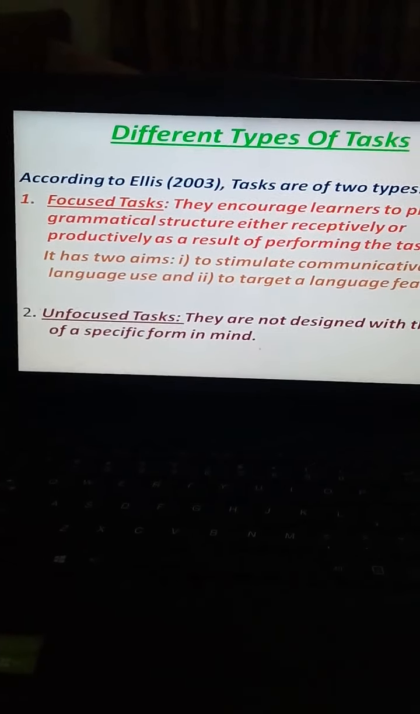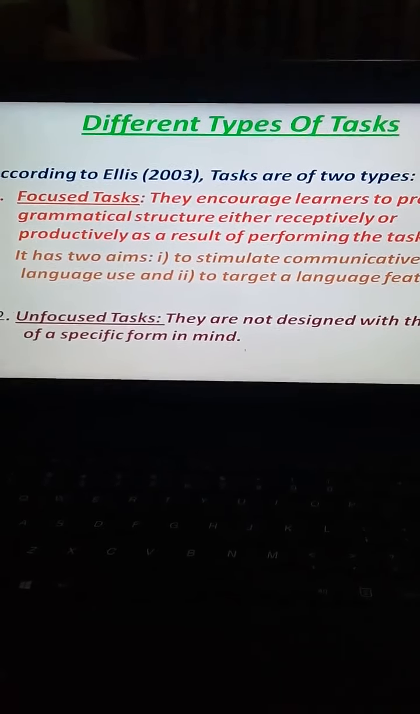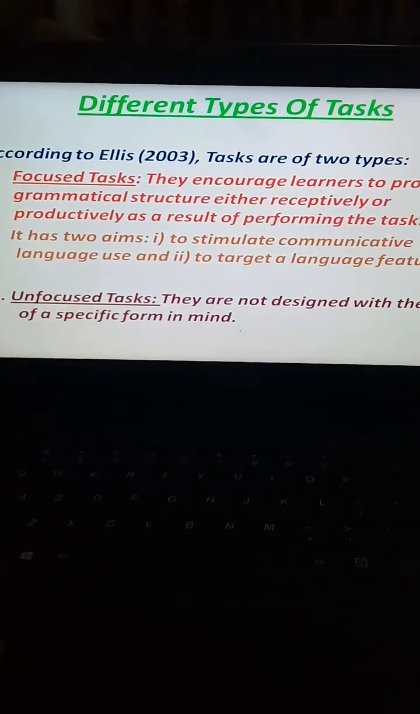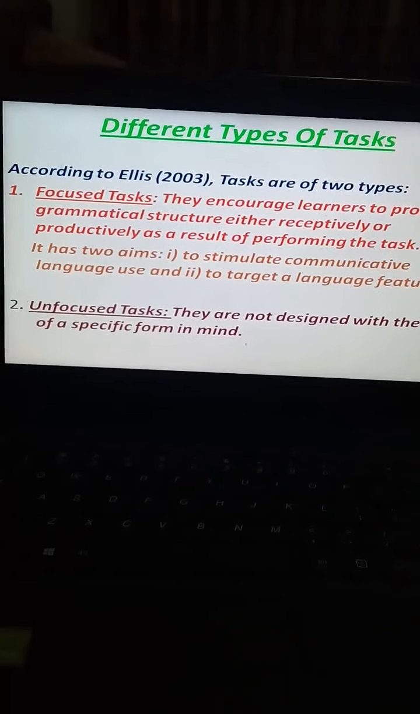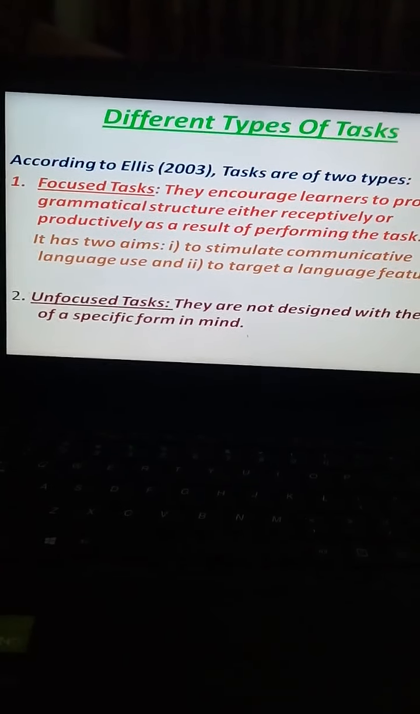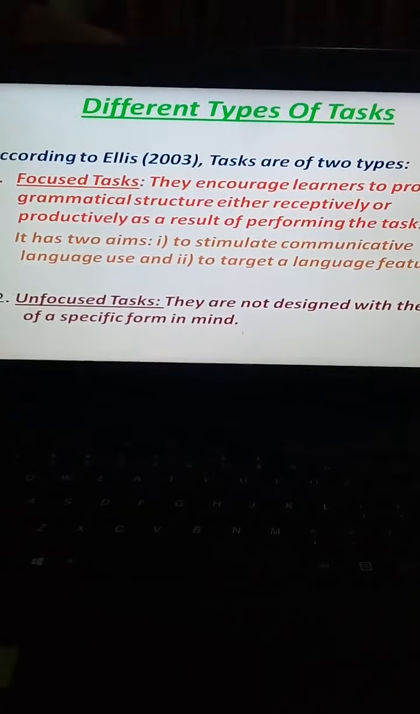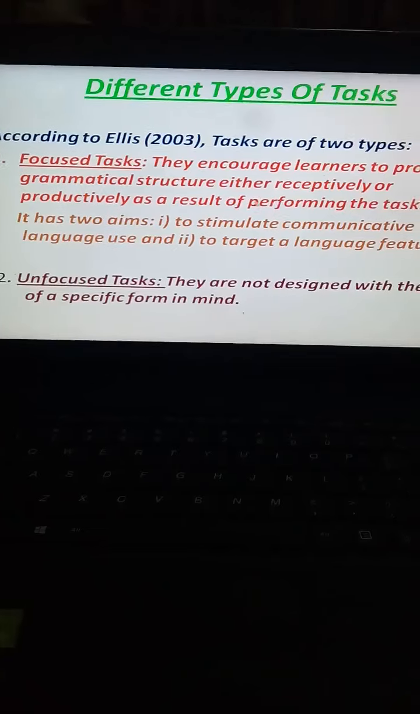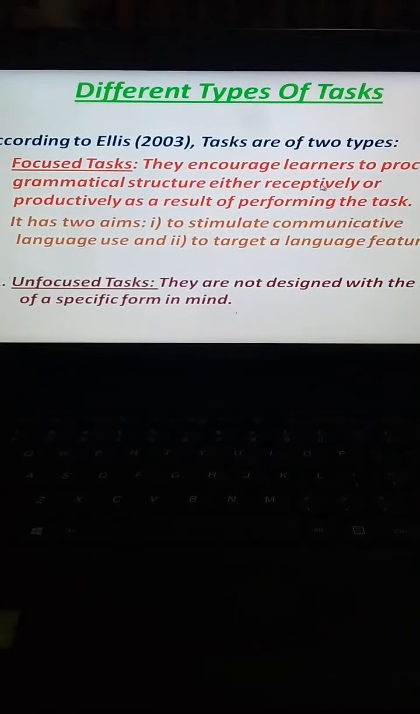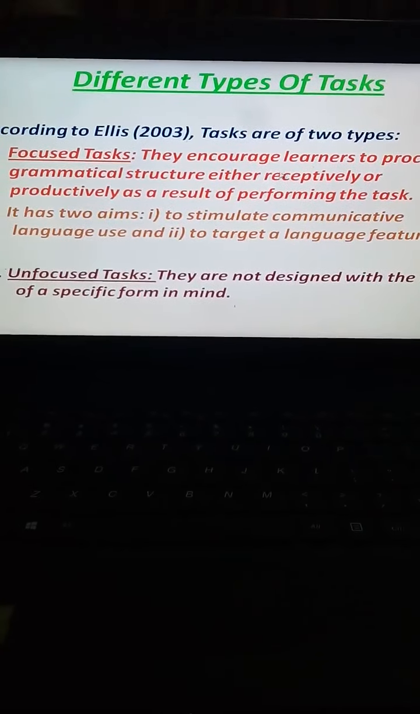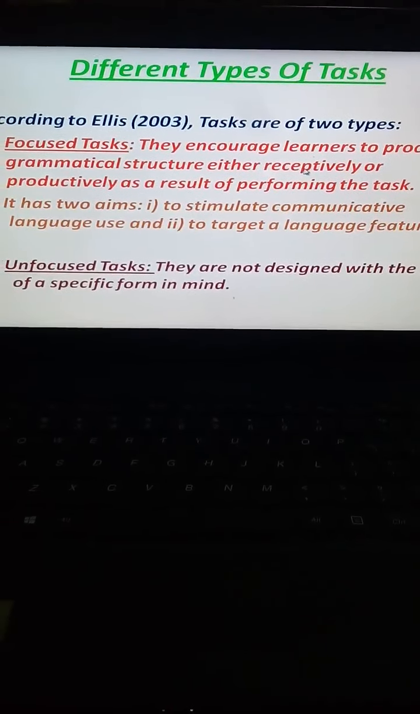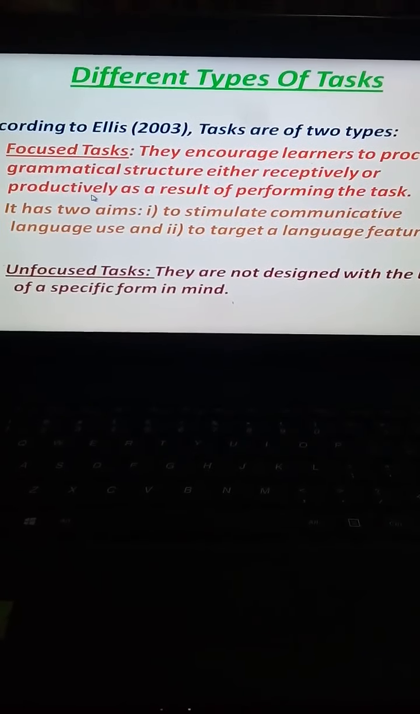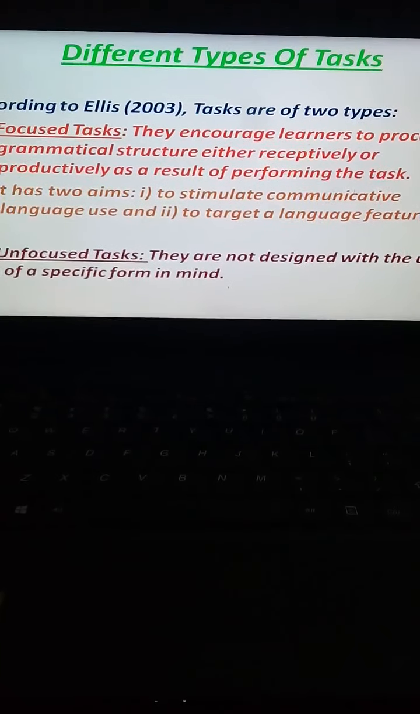Now, in this slide, I will show you different types of tasks. According to Ellis 2003, tasks are of 2 types, that is, focused tasks and unfocused tasks. Focused tasks encourage learners to process grammatical structure either receptively or productively. Receptively means it can be listening or it can be reading, and productively it can be writing or speaking as a result of performing the task.